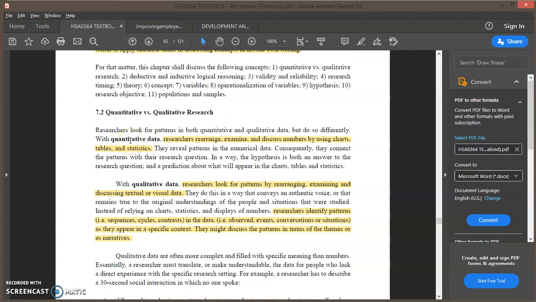it explains quantitative research, or quantitative data. In quantitative research there will be quantitative data. What does it mean? In quantitative research, the researchers rearrange, examine and discuss numbers by using charts, tables and statistics. Then they reveal patterns in numerical data, so we will be dealing with a lot of numbers. They connect the patterns with their research question. So in a way, the hypothesis is both an answer to the research question and a prediction about what will appear in the chart, table and statistics.